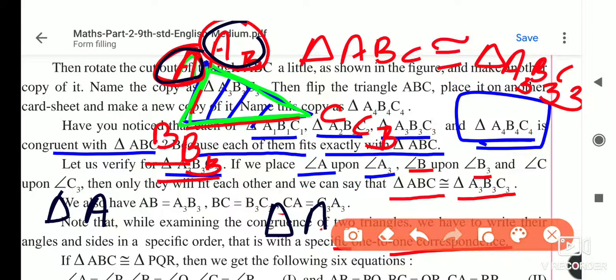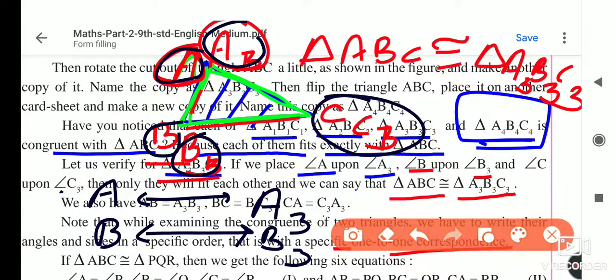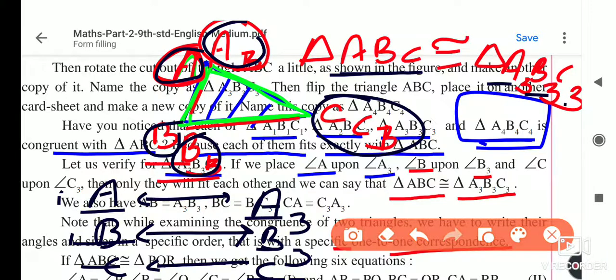We have to write its congruence. So A corresponds with A3. B overlaps on B3, so here B corresponds with B3. And here C and C3 coincide, so C corresponds with C3. Whenever we are writing its congruence, I have already written this side as ABC, meaning 1, 2, 3. So here ABC corresponds with A3B3C3. In this way we have to write this.